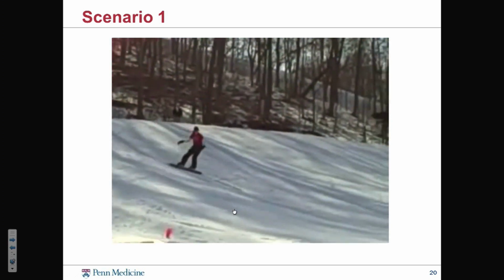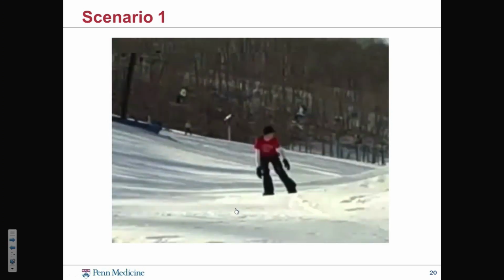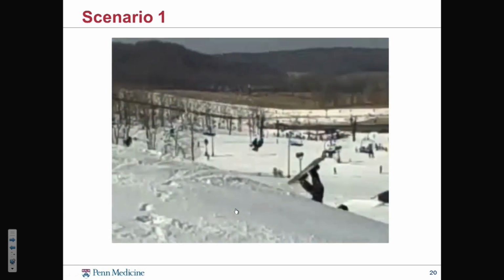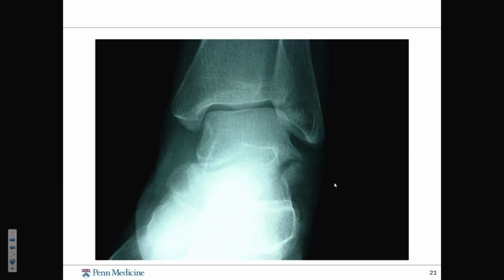So here's a potential scenario where this snowboarder gets injured. You can see her coming down the hill in her best form, coming off a little jump, and boom, she hits the ground. The foot tends to dorsiflex and evert and creates this injury that you see here. So what you can see subtly on the x-ray is this little abnormality here along the lateral aspect of the talus. And this is commonly referred to as a snowboarder's fracture.